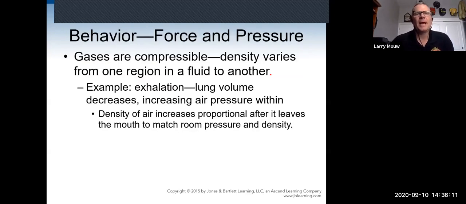Some things to think about. Gases are compressible, meaning we can pack them down. Think of an SCBA bottle. We take air from outside and we run it through an air compressor, and it compresses it down, and it stores a larger volume of air compressed down into a smaller volume, or a smaller air pack.